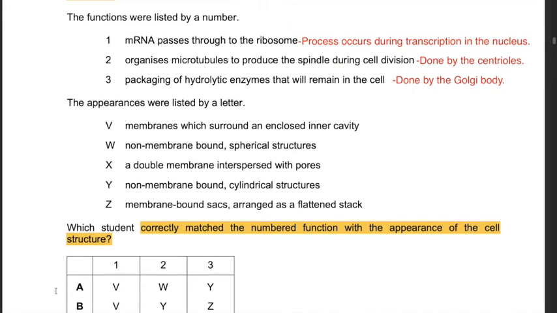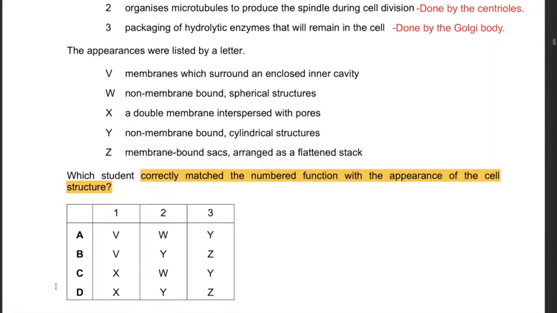If you look at function 2, organizes microtubules to produce a spindle during cell division, that is obviously done by the centrioles. And how do the centrioles appear? Well, the centrioles are non-membrane bound cylindrical structures. It is not non-membrane bound spherical structures, as non-membrane bound spherical structures represent the ribosomes, not the centrioles. Therefore, function 2 matches with the appearance Y, non-membrane bound cylindrical structures, leaving us with the answer being D. 1 matching with X, 2 matching with Y, 3 matching with Z.